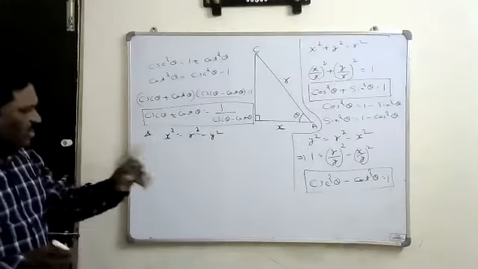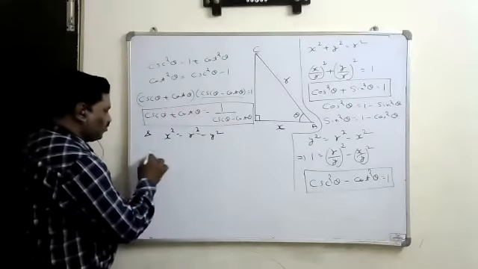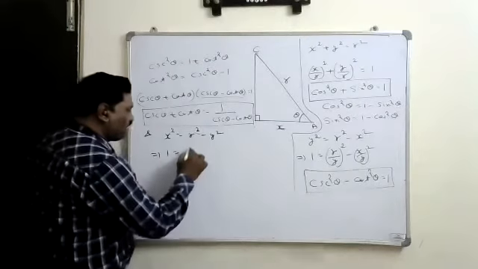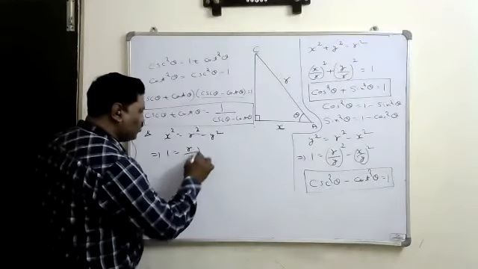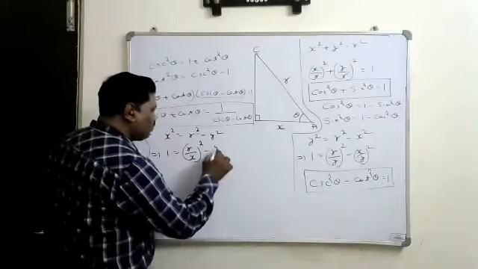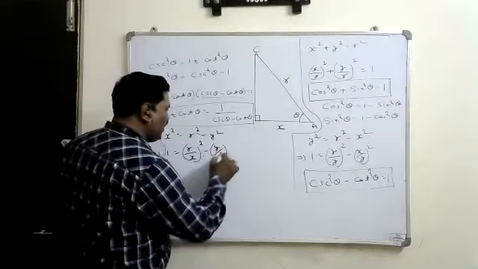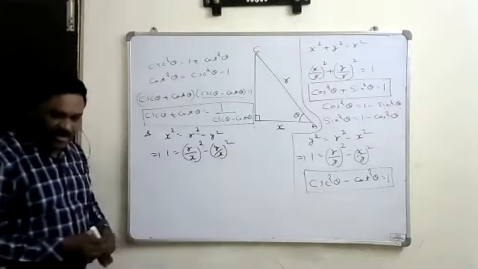Now divide by x square on both sides. So dividing by x square, 1 is equal to r square by x square, that is, you can write (r by x) whole square minus y square by x square, that is, (y by x) whole square. Like that you can write it.